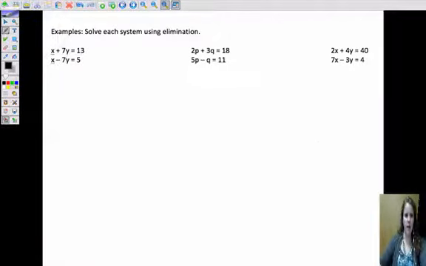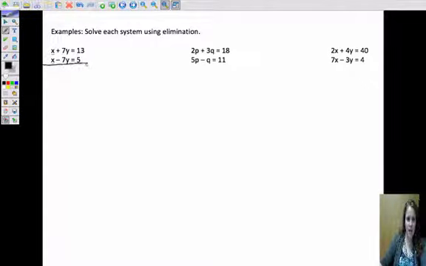Here we have x plus 7y equals 13 and x minus 7y equals 5. Why we wouldn't use substitution here is because we don't have a variable by itself. We have to manipulate one of these two equations to get a variable by itself, so it's not easy to do substitution. It is easy though to eliminate, because here I see a positive 7y and a negative 7y.